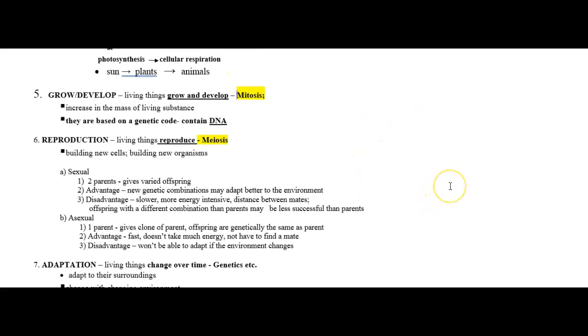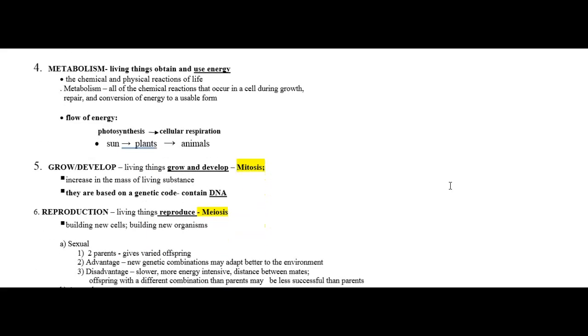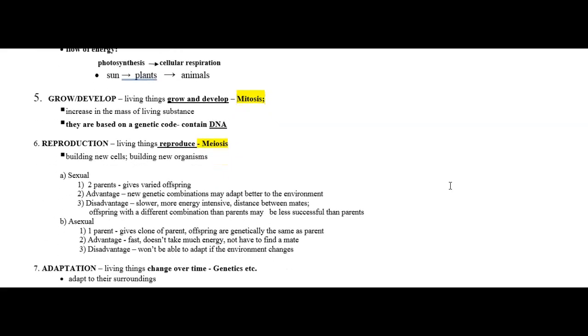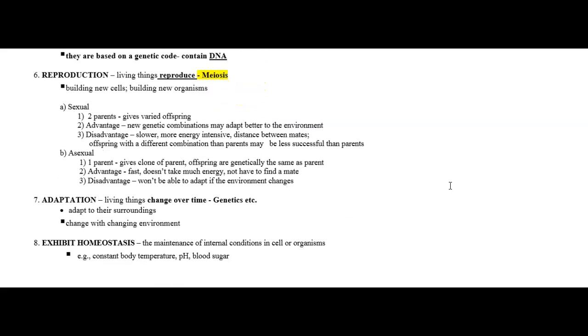So let's look at all of them together and then we'll be done. Our first video. So characteristics of living things: organization, irritability, able to move, metabolism, using energy, growing and developing, mitosis, reproduction, meiosis, adaptation, and we're going to be looking at genetics.